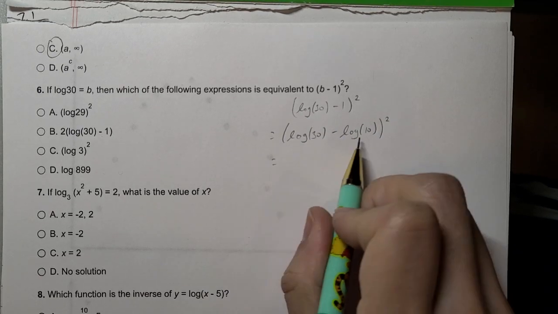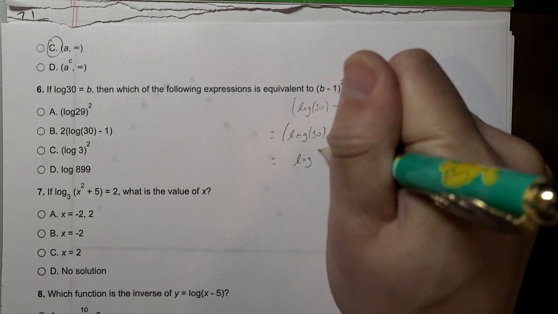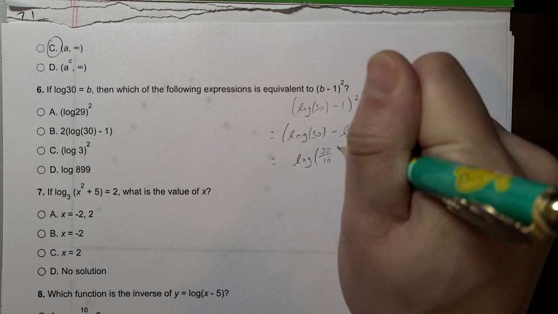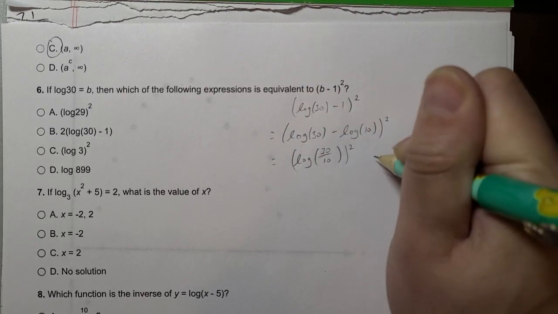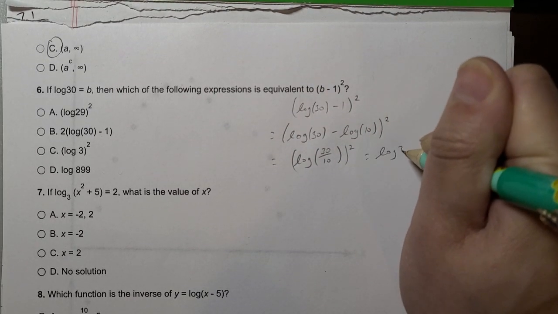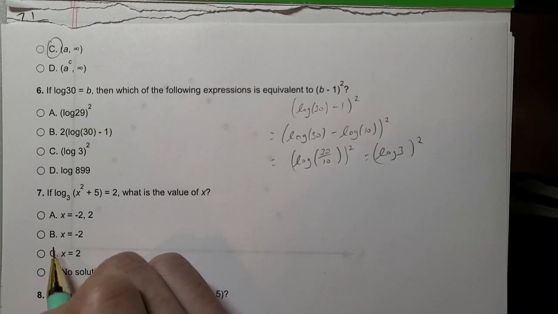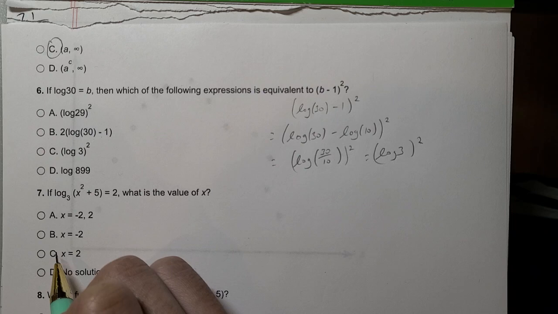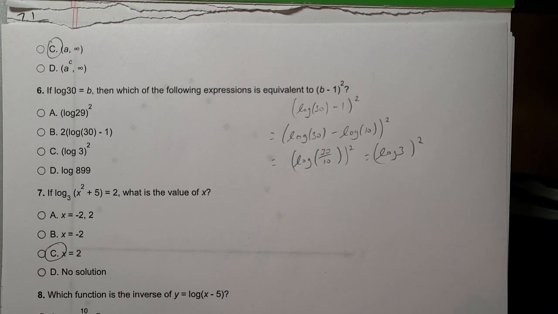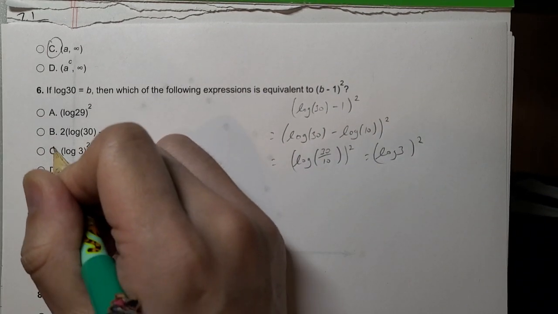So now we have a difference of 2 logs. We can say it's log of 30 over 10. And we want to square that still, which is log of 3. And we square that. So the answer is C, it looks like. Yes. Oh, sorry, circled the wrong one.